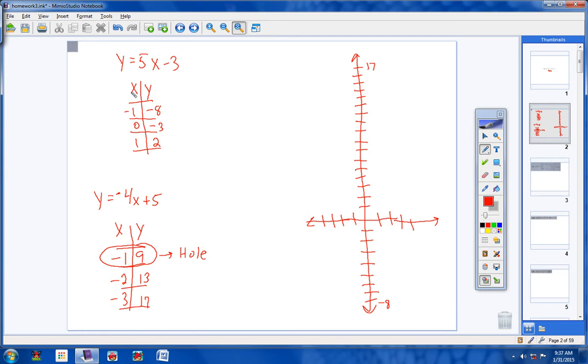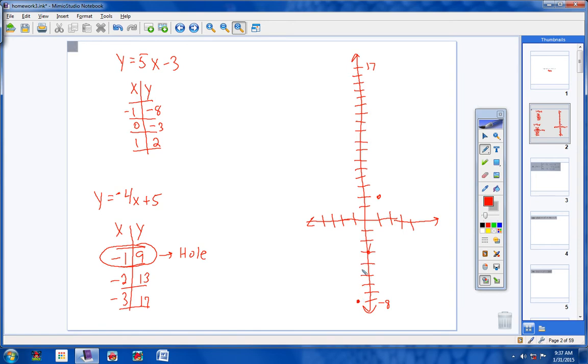Okay, let's graph this one first here. Okay, now I should have put the, well, we're fine. Okay, here we go, negative 1, negative 8, 0, negative 3, 1, 2. All right, so there's my linear.